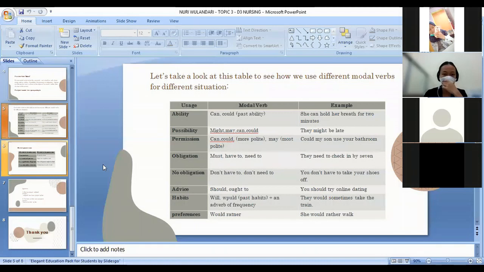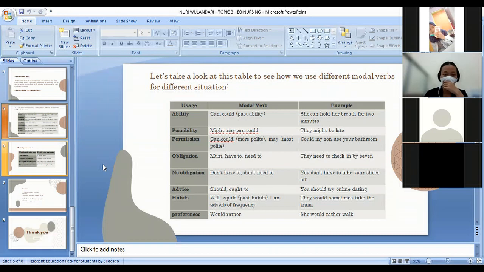Usage: permission. Modal verbs: can, could (more polite), may (most polite). Example: could my son use your bathroom? Usage: obligation. Modal verbs: must, have to, need to. Example: they need to check in by 7. Usage: no obligation. Modal verbs: don't have to, don't need to. Example: you don't have to take your days off.